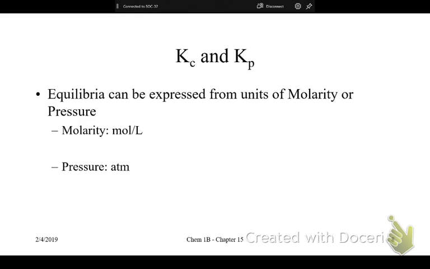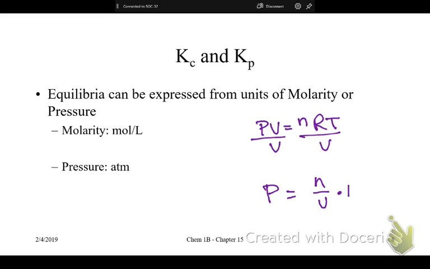So anyways, equilibrium is expressed in molarity or pressure. Molarity is moles per liter, and atmospheres are for pressure. Just to be clear, we talked about this at the very beginning of the semester on that worksheet: you can relate pressure and molarity through the ideal gas law. If you remember, PV is equal to nRT, right? And you divide by V on both sides. I get P is equal to n over V times RT. Now, I just rearranged it a little bit, right?